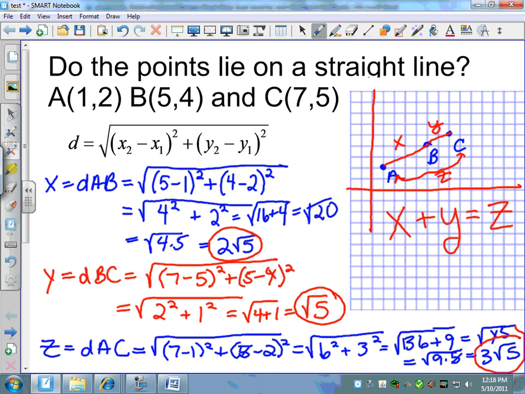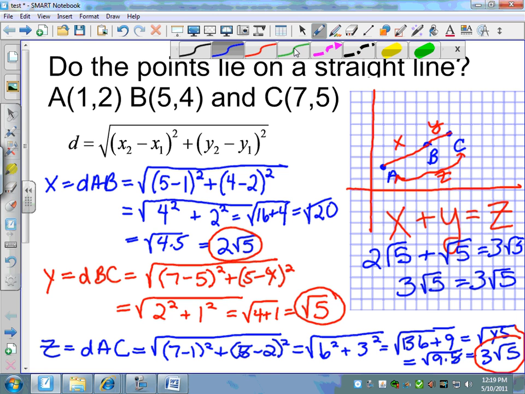Let's see if x plus y is exactly equal to z. So distance x is 2 square root of 5 plus distance y is the square root of 5. That should equal distance z if the points are collinear, 3 square root of 5. Okay, so we can see by simplifying the left side, 2 square root of 5 plus a square root of 5 is 3 square root of 5. Now both sides are equal, so we can say the points do lie on a straight line. The points are collinear. So the answer to the question, do the points lie on a straight line? The answer is yes.